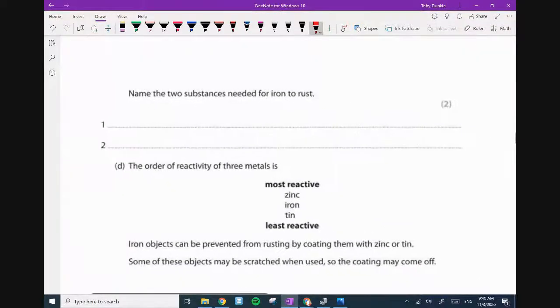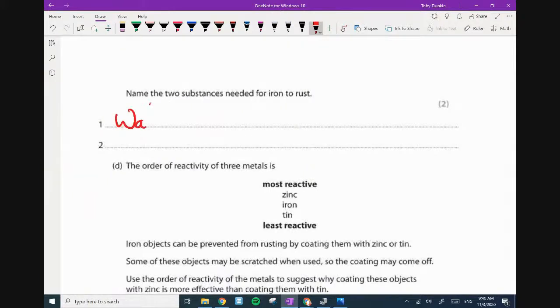Name 2 substances needed for iron to rust. We need water and we need oxygen. 2 marks, nice and easy.